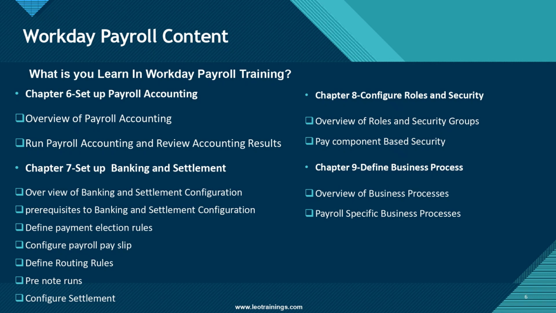Then the end-to-end payroll process: here we have run pay calculation, run pay accounting, and run pay complete. Then after settlement generation, apart from that, how to run an off-cycle payment, how to run an off-cycle manual payment, the process for reversal if something went wrong in the paycheck or adjustments, and how to process an on-demand payment.